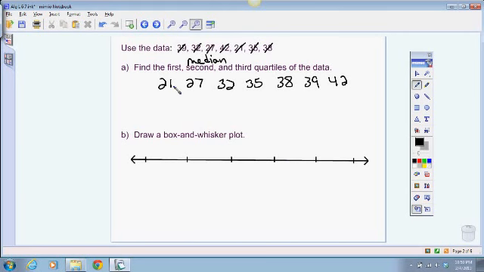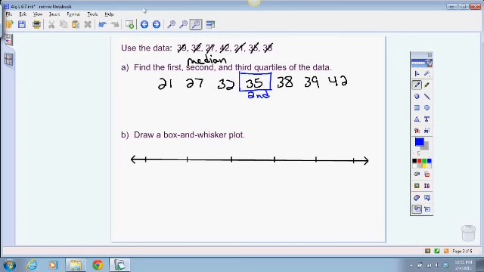This data set includes 1, 2, 3, 4, 5, 6, 7 numbers. If we divide 7 by 2, we'd get 3.5, so that means there's going to be 3 on each side. 1, 2, 3, 1, 2, 3. We can see that our median number is going to be 35. Again, if it was an even numbered data set, you take the 2 middle numbers, add them together, and divide by 2. So our second quartile is 35.